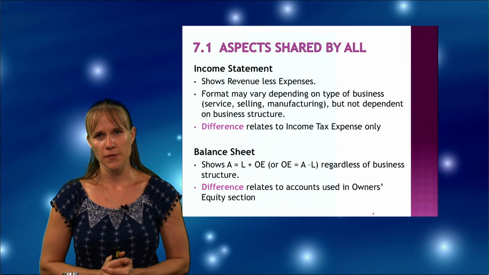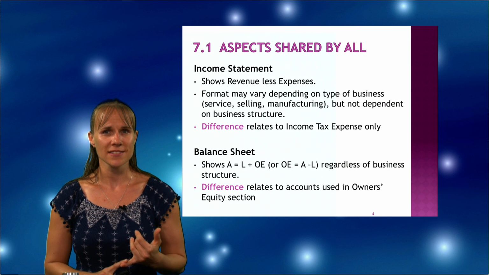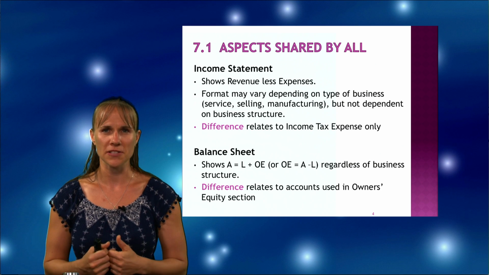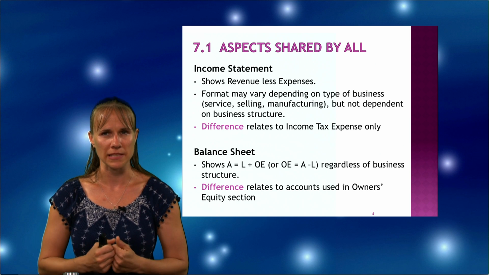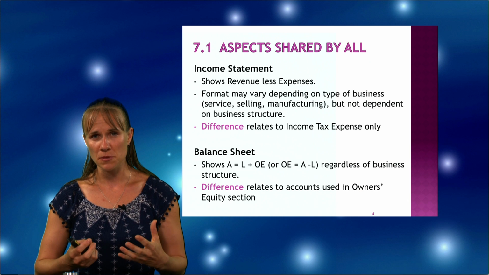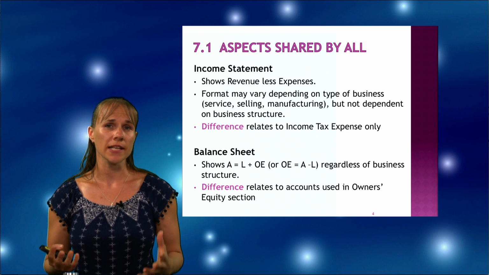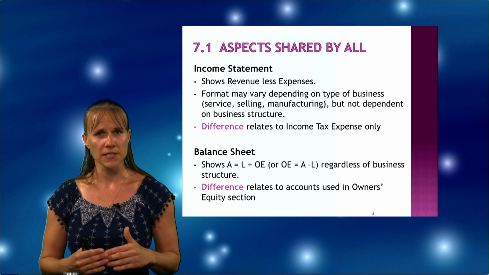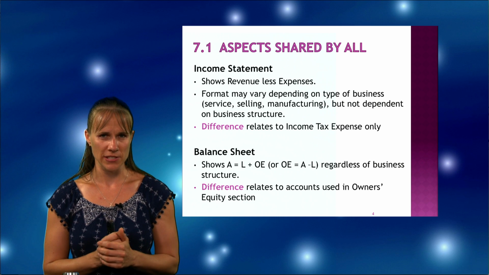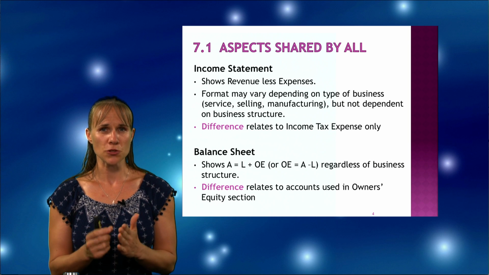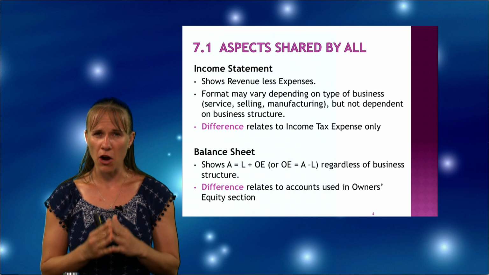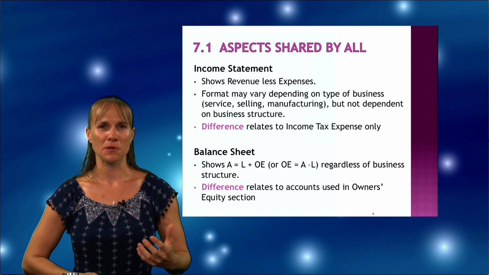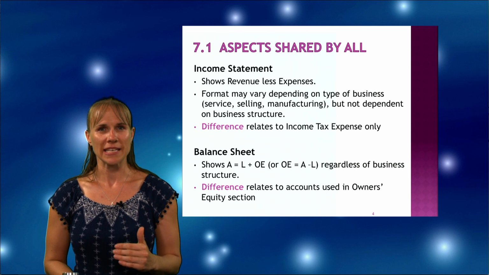With balance sheets, as we know, our balance sheet shows our assets equals liabilities plus owner's equity, and it can get arranged to owner's equity equals assets minus liabilities. And those 3 items appear on our balance sheet regardless of the business structure that we're working with. The difference comes in the owner's equity section, as we do have different types of equity accounts depending on the business structure that we're working with. So you'll see that as we get into the video.